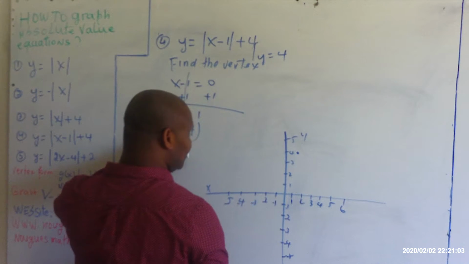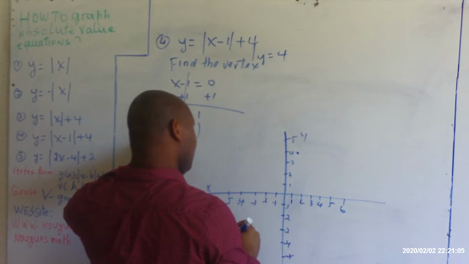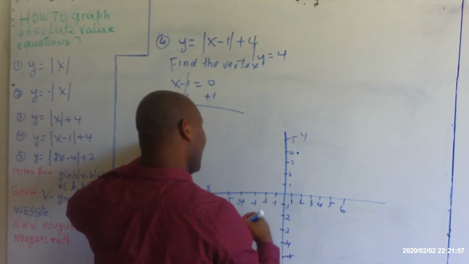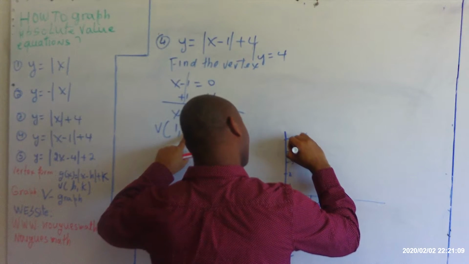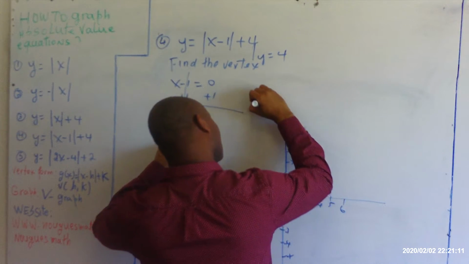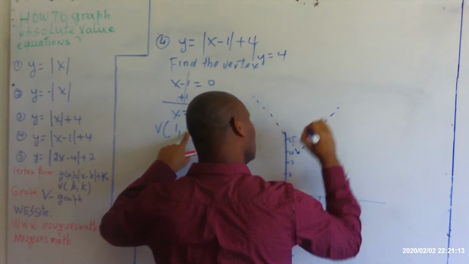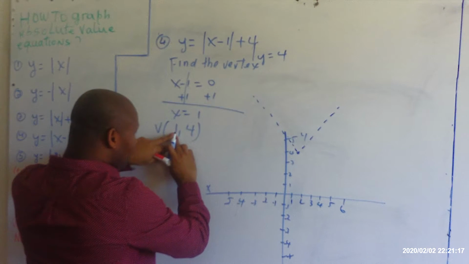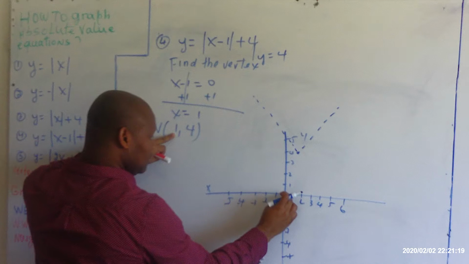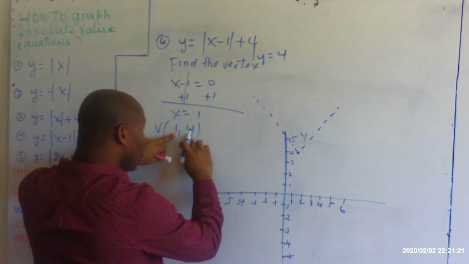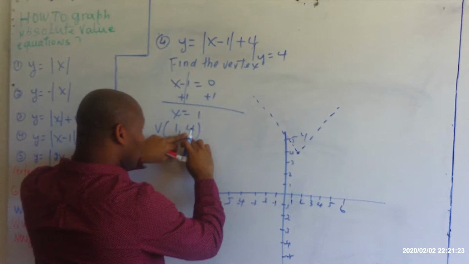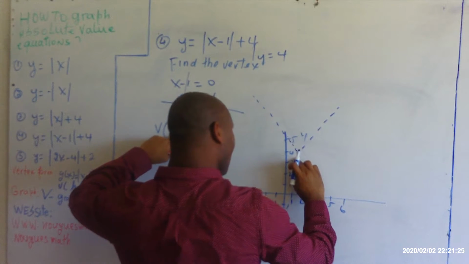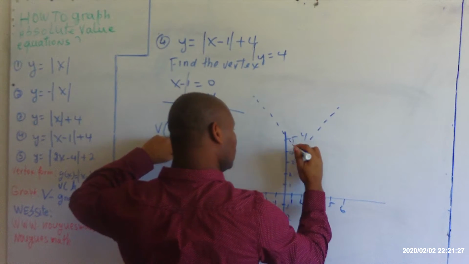You see, there's nothing else. Remember, I told you that you have to have a V graph. So my graph will start here. You see, 1 is the x, and 4 is on the y-axis, so I'm going up the y-axis. So this is my graph.